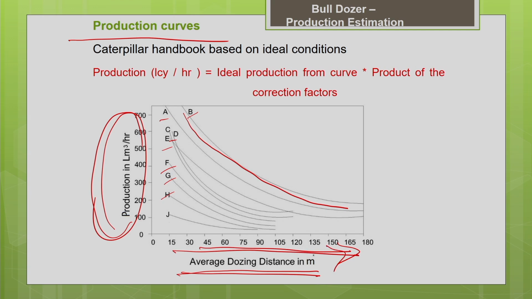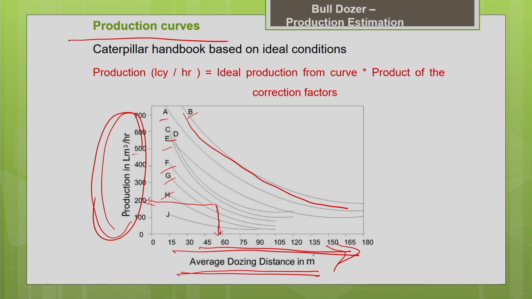So, if you know your equipment model number, you refer to the appropriate equipment handbook, look for the appropriate model number and choose the production value directly. So, if you know the dozing distance, say the dozing distance is 60 meter, and the model number is say F, you can directly calculate the production value. You can calculate what is the productivity. You can choose the value from these curves directly.